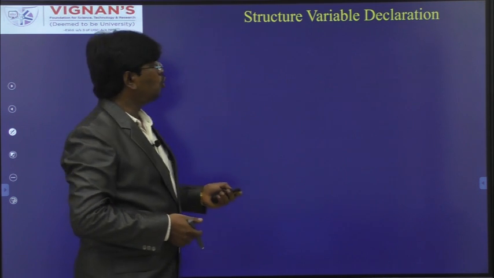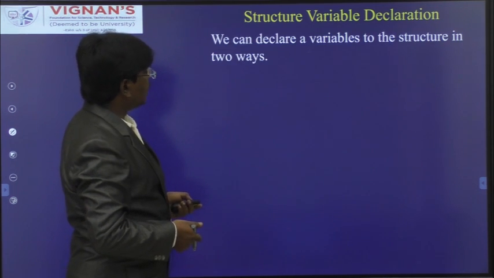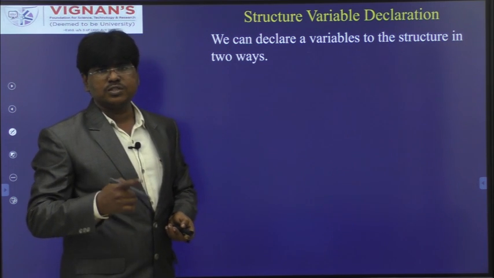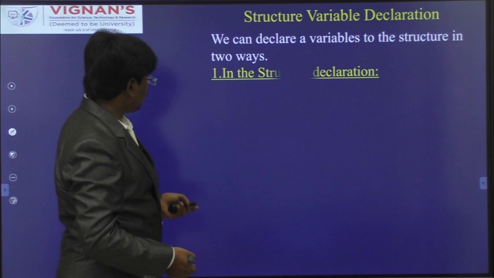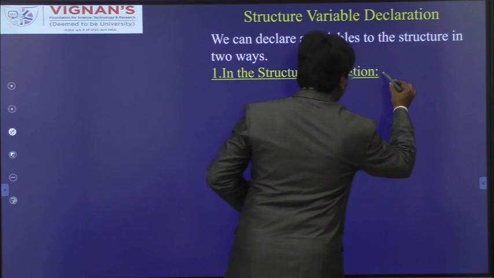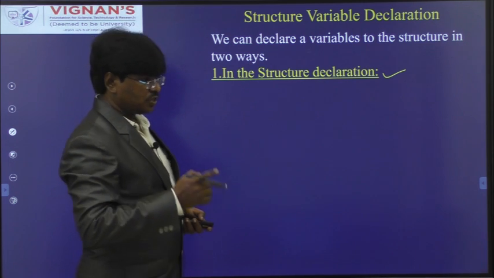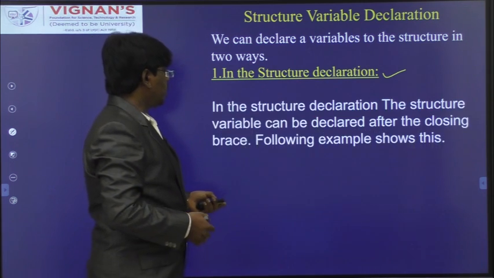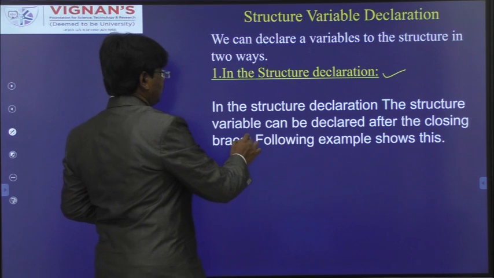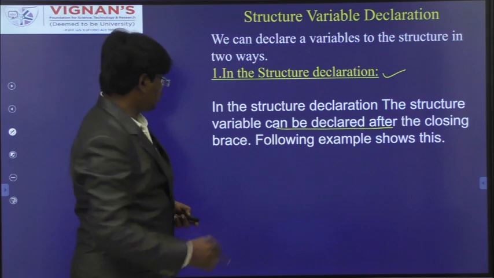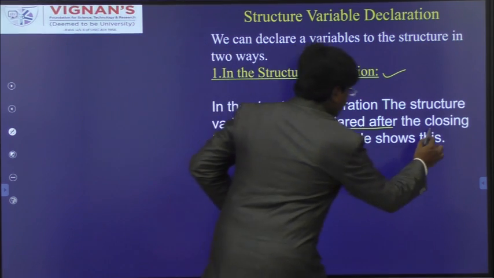Coming to the next one, how we can declare variables in the given structure. I have already told you how to declare a variable. We can declare variables in two ways: by using the structure declaration or by using the structure tag. So there are two ways to declare structure variables or structure objects. In the structure declaration, the structure variable can be declared after the closing brace. This is very important.